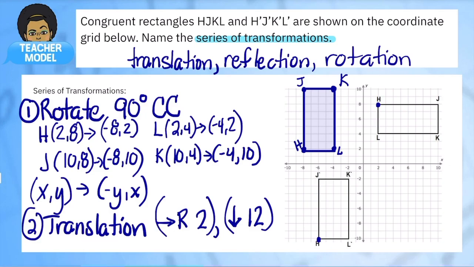So right 2 and down 12. And that will get me to my points, right? So H over 2, down 12, over 2, down 12. So my H and my L will match. Over 2, down 12, over 2, down 12. My J and my K will match.